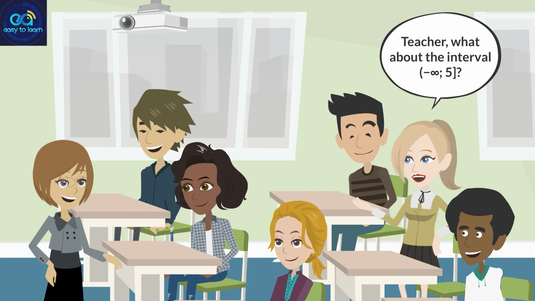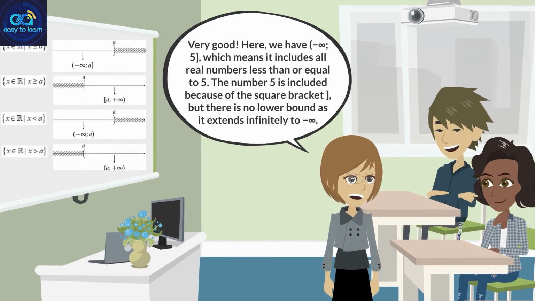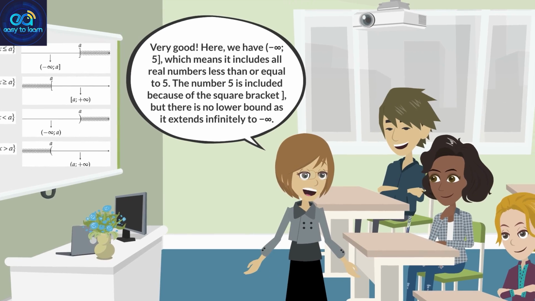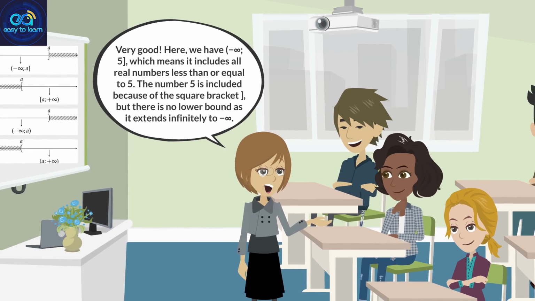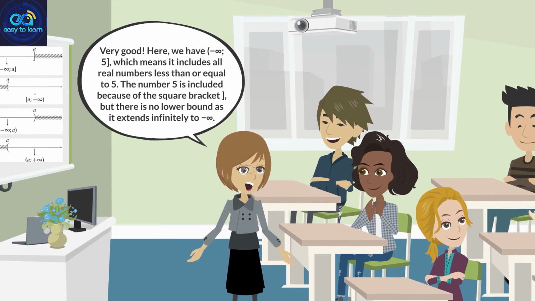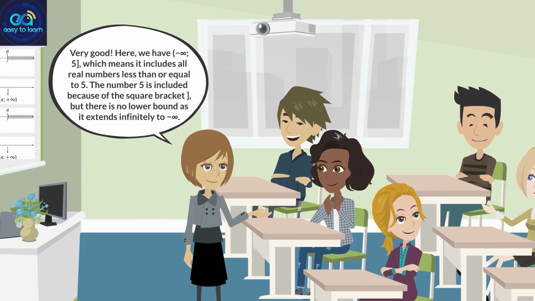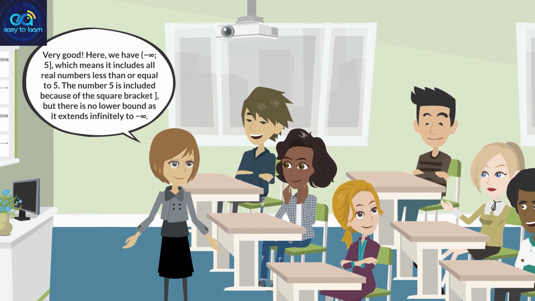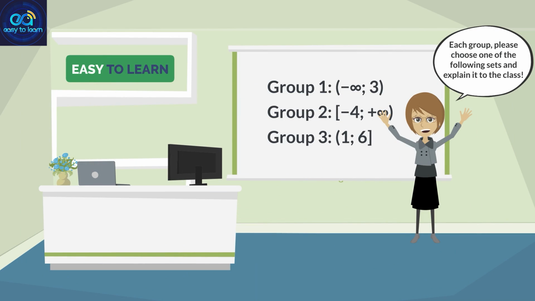Sapphire: Teacher, what about the interval negative infinity and 5? Very good. Here we have round bracket, negative infinity, 5, square bracket, which means it includes all real numbers less than or equal to 5. The number 5 is included because of the square bracket, but there is no lower bound as it extends infinitely to negative infinity. Each group, please do one of the following sets and explain it to the class.